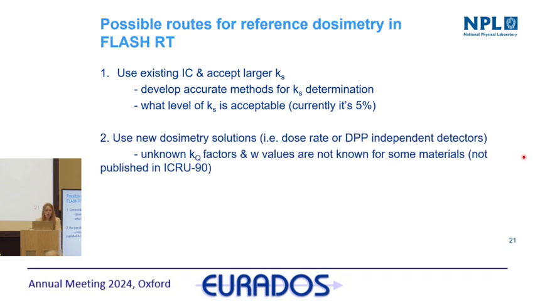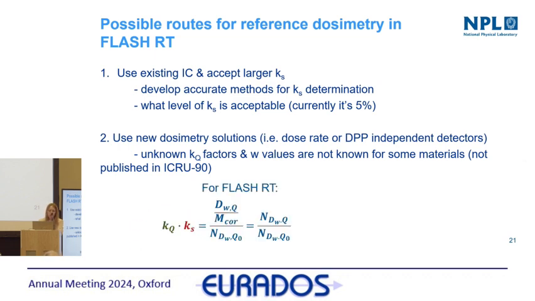The second option could be to use different dosimetry solutions, which won't be suffering from dependence on dose rate or dose per pulse. However, this will require determination of the beam quality correction factors, KQs. It would mean then that we would need to be able to determine those two factors, KQ and KS, which I just described, and still be able to use the formalism that has been described in TRS-398.